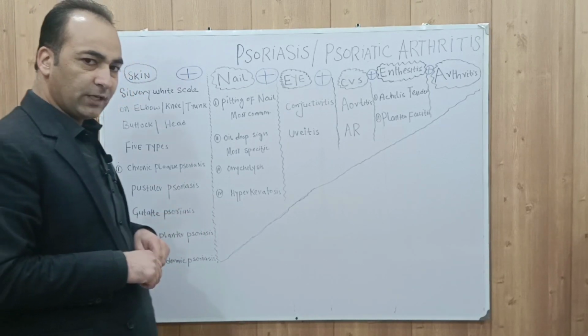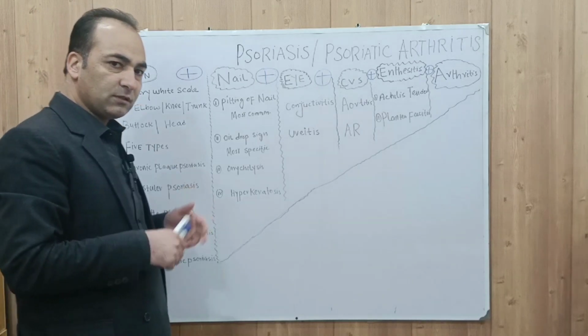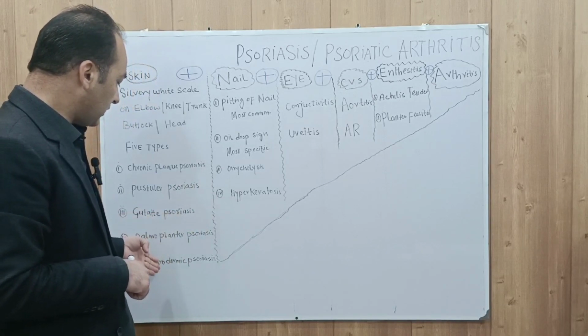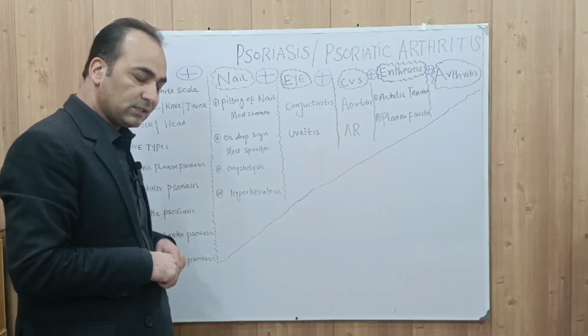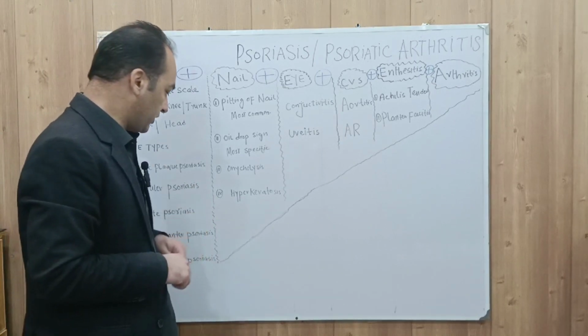About guttate psoriasis, it occurs after streptococcal pharyngitis. And about erythrodermic psoriasis, this is the more severe form of psoriasis.